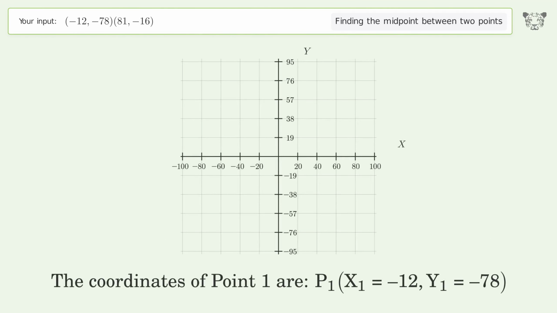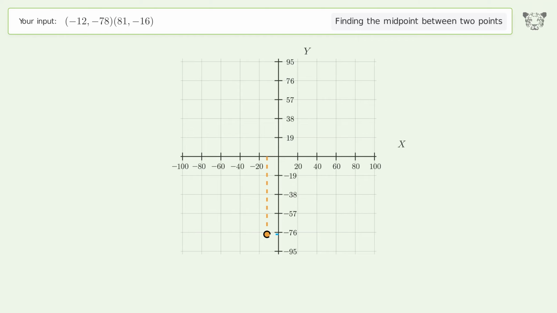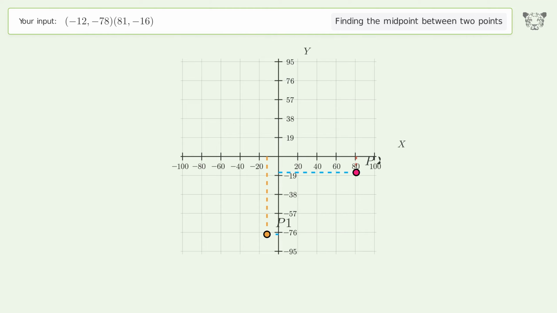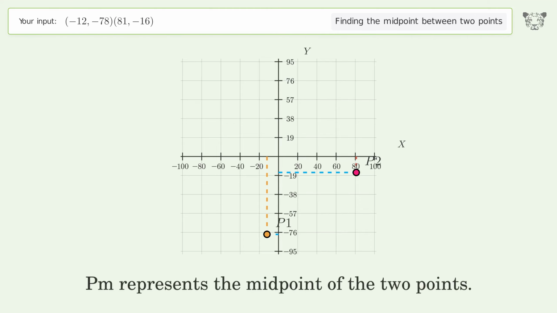The coordinates of point 1 are, x1 equals -12, y1 equals -78. The coordinates of point 2 are, x2 equals 81, y2 equals -16. PM represents the midpoint of the 2 points.